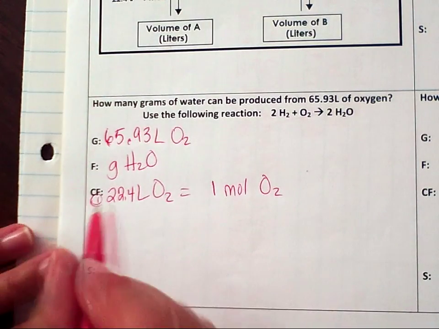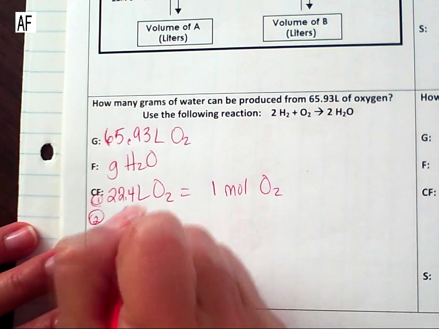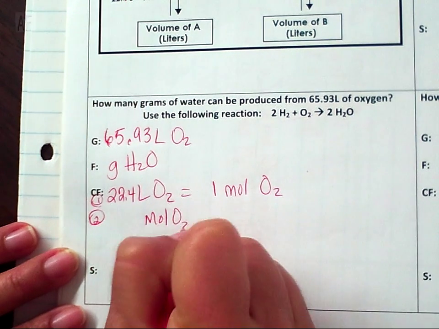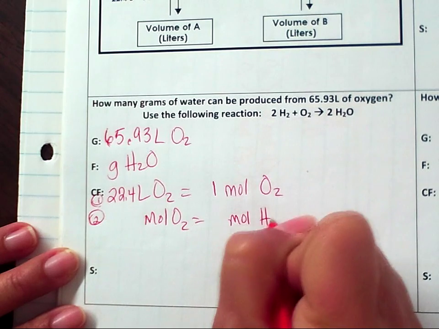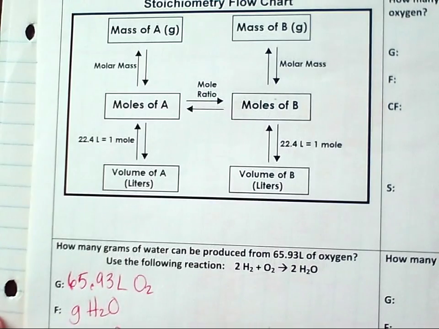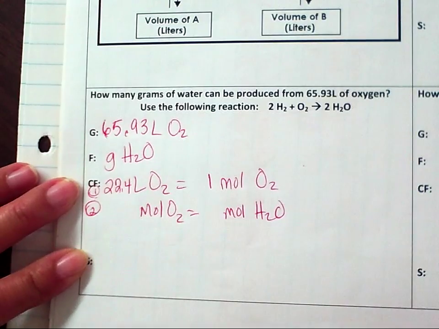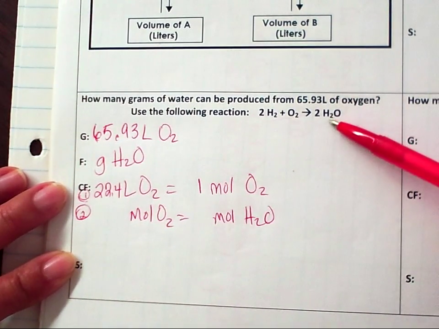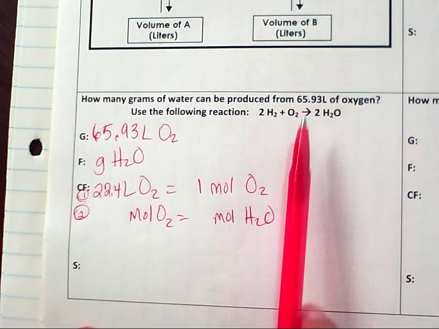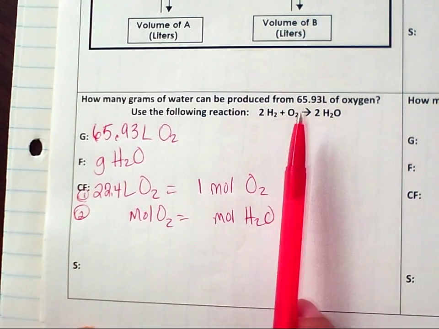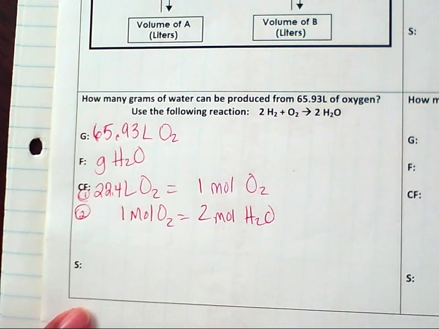The second one, we're going to go from moles of O2 to moles of H2O. Okay, now we're here. And where do we get that information? Balanced equation. Okay, look at the relationship between the two. I have 1 mole of O2 for every 2 moles of H2O. So I'm going to put that in.